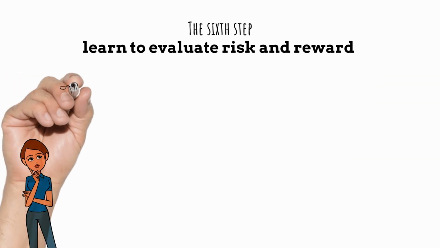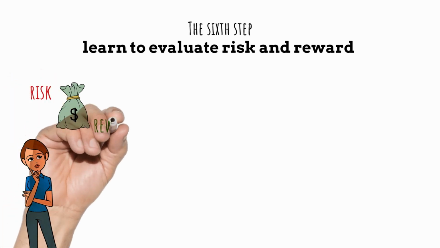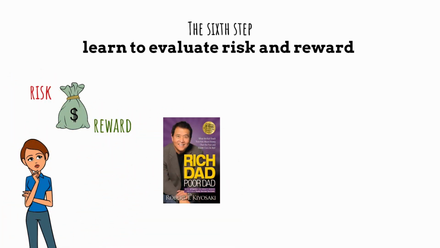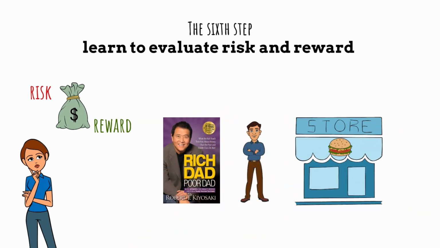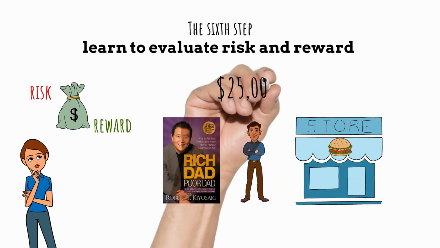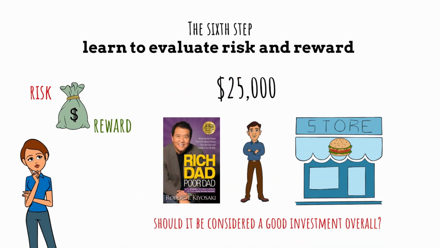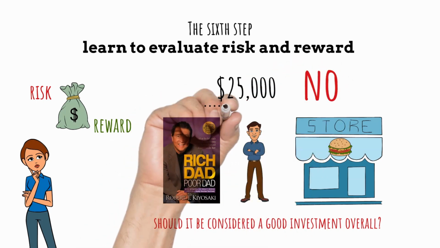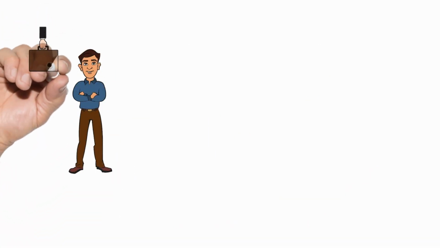The sixth step is to learn to evaluate risk and reward. As you deepen your understanding of the markets and put investments of your own on the line, you must be able to assess the risks and rewards of each plan. In the book Rich Dad, Poor Dad by Robert Kiyosaki, he uses the example of a nephew trying to build a burger stand business. If you were to give your nephew $25,000 to start a burger stand business, should it be considered a good investment overall? The answer is no. There's far too much risk and not enough reward for that sum of money.